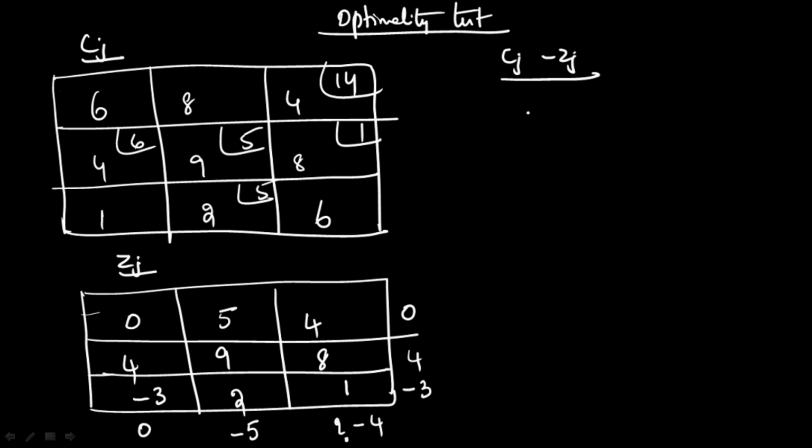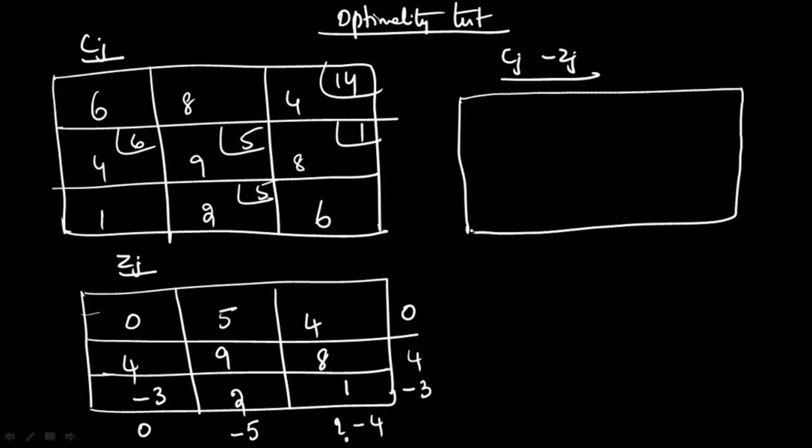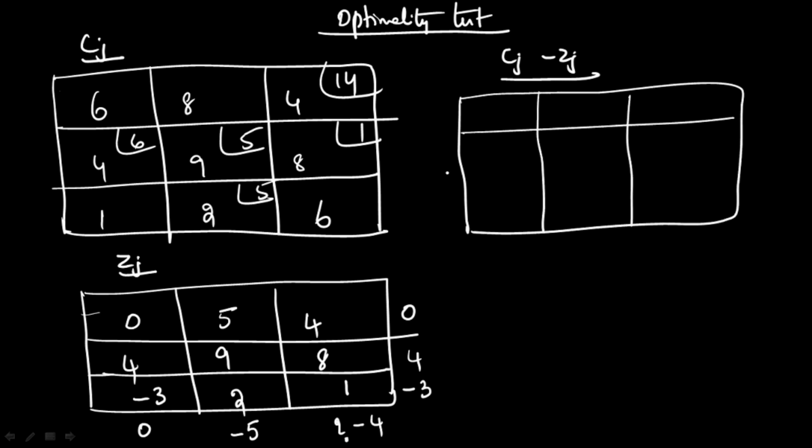Got the point, Anna? Now, let's go for Cj minus Zj. Don't worry if you don't get it for the first time. We're gonna solve this nearly 10 times before we finish off this chapter. By the time we solve it 10 times, you'll get it. Nobody gets it right the first time itself. Is that clear? So don't worry. Now, what is Cj minus Zj?